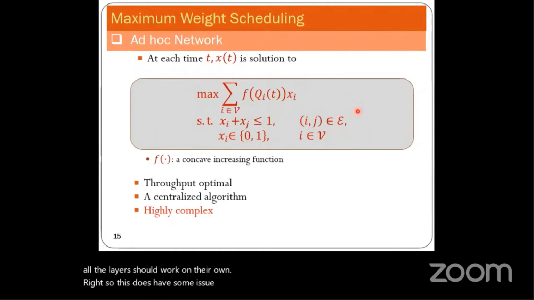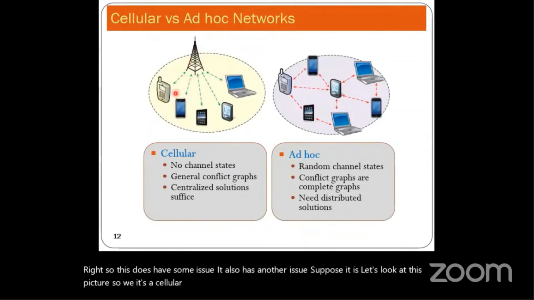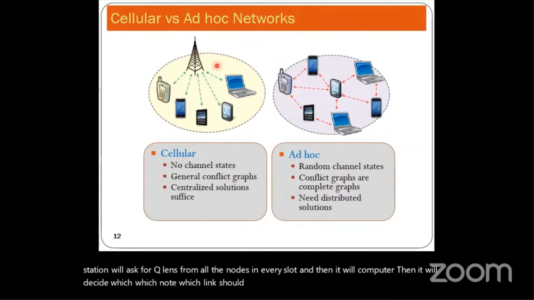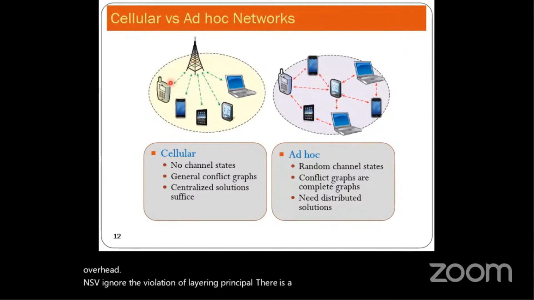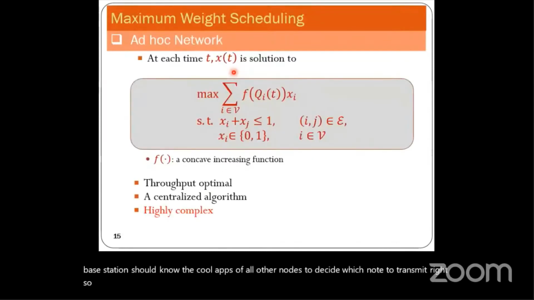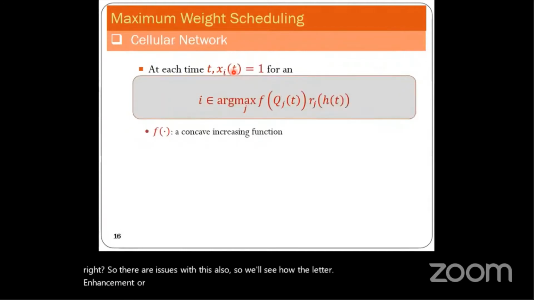It also has another issue. Let's look at this picture. It's a cellular system, but it's uplink. That is, nodes have to transmit to base stations. Then to know which node should be allowed to transmit, this base station will ask for Q lengths from all the nodes in every slot, and then it will compute. Then it will decide which link should be activated. So that is a communication overhead. So even if we ignore the violation of layering principle, there is a communication overhead. Each time this base station should know the Q lengths of all other nodes to decide which node should transmit, right? So there are issues with this also. So we will see how the later enhancements or variants solve these issues. So this is about the basic max weight scheduling.